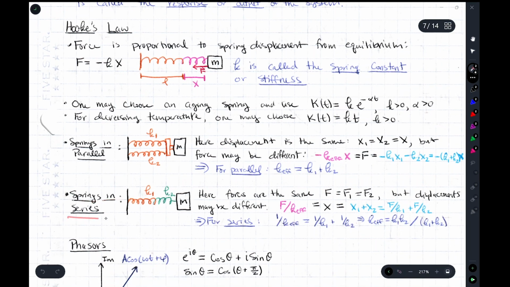What about springs in series? Here we have a spring K1 and a spring K2. They're connected to each other, and a mass is connected to K2. Now, if you extend this system and you just hold it there, the system's in equilibrium. K2 is not accelerating, the first spring's not accelerating, the mass is not accelerating.